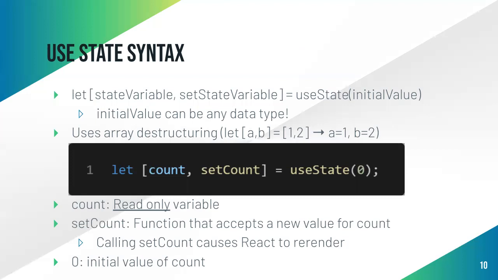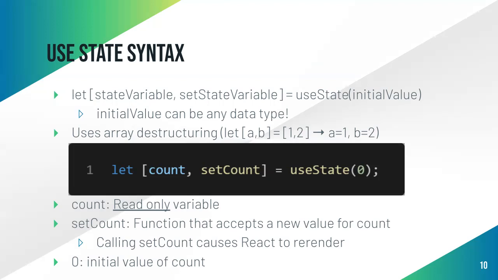Let's break down what each of those means. The state variable, you can treat kind of like a getter, but it's not a function. It's a read-only variable, similar to props. Whenever you want to find out what the state is, you use that variable and dereference it like a normal JavaScript variable. Your set state variable, which in this case is setCount, is how you actually change your state.